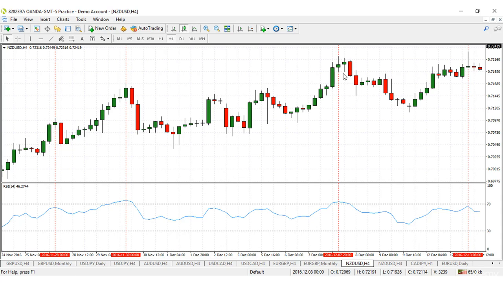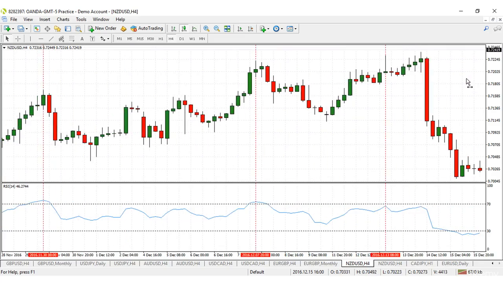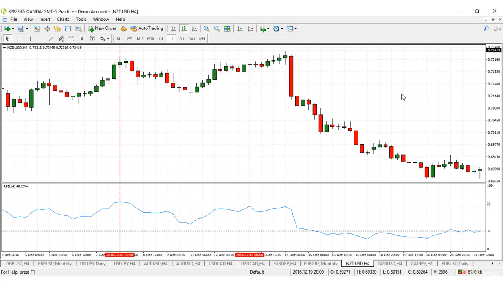Right here we have a bearish engulfing pattern, so this is the first good chance to open a short position. Then here, right on the divergence, we have a shooting star that is another amazing opportunity to open a short position. Going on, we see that actually the price went down and our analysis with the divergence was correct.